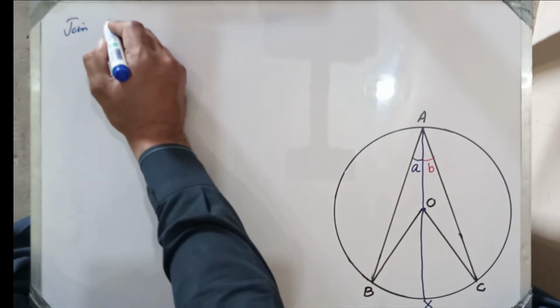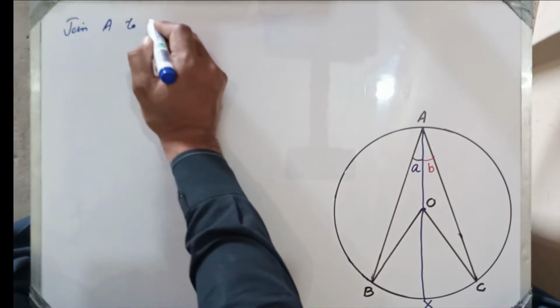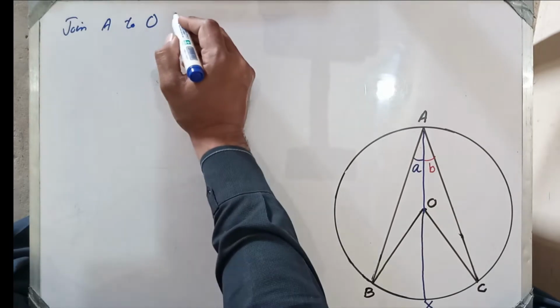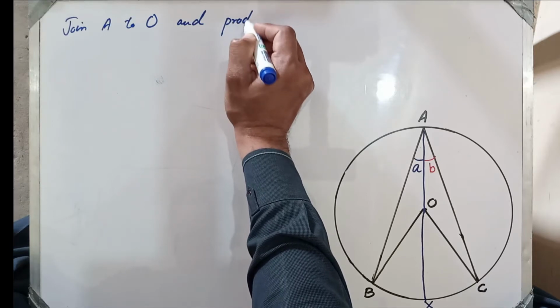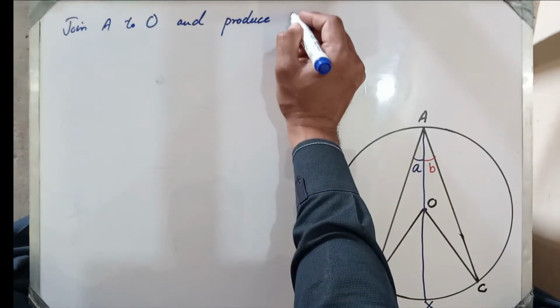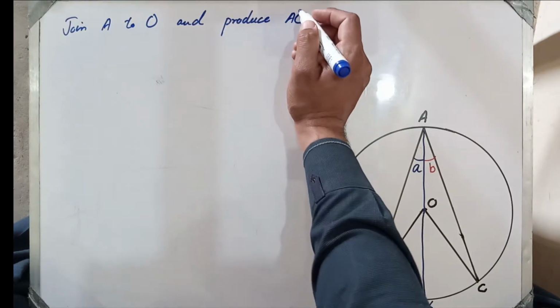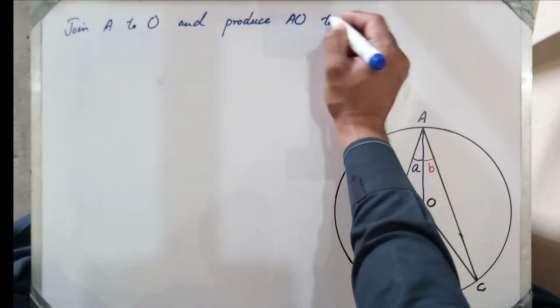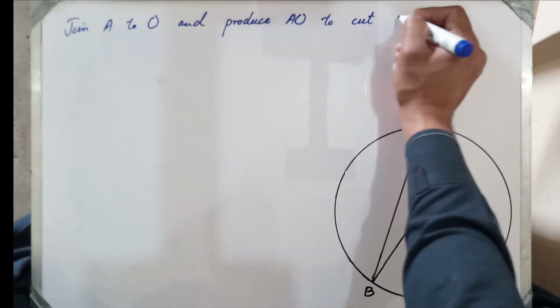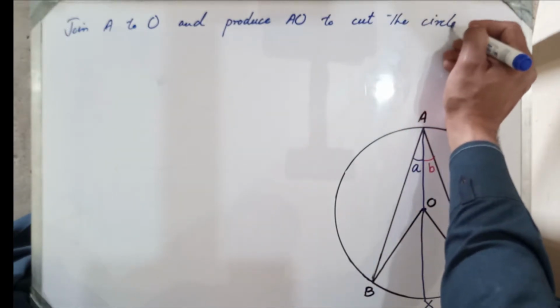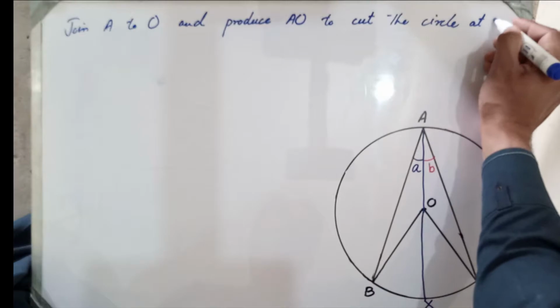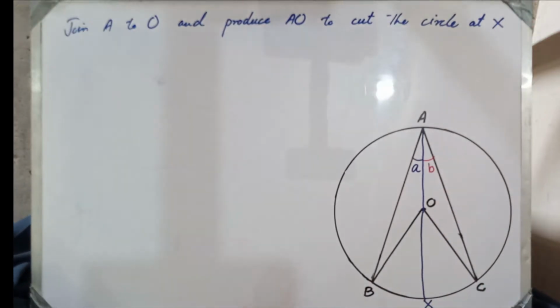Join A to O and produce AO to cut the circle at X.